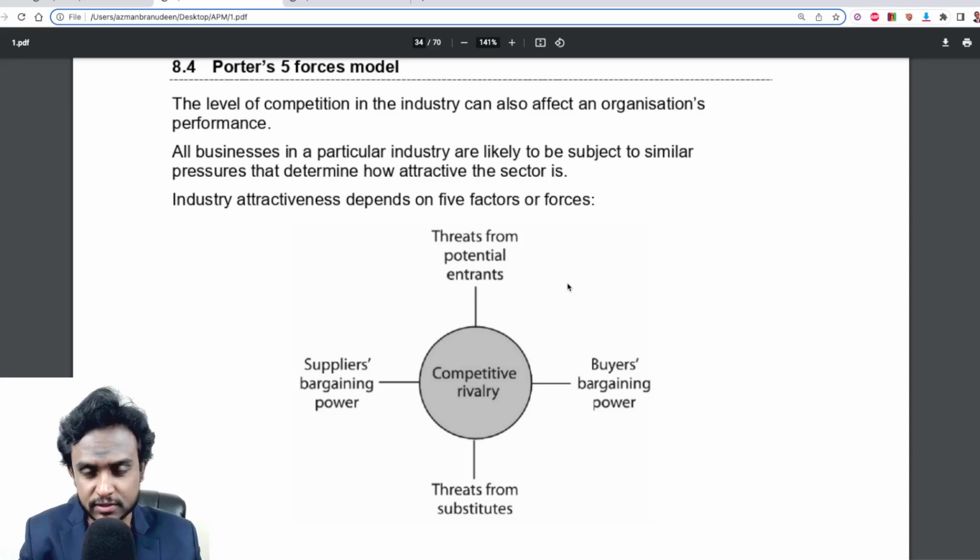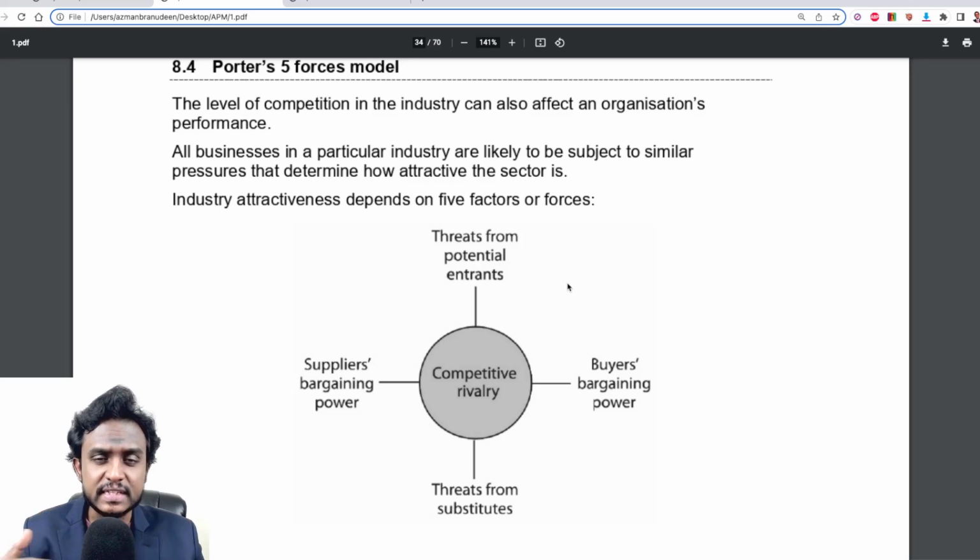You call them forces, you call them factors, whatever, areas, scope, whatever. What you do is you identify under each of those forces how strong that force is against you. So the five forces by themselves are competitive rivalry or competition, threat from potential entrants, threat from substitutes, buyer bargaining power, and supplier bargaining power.